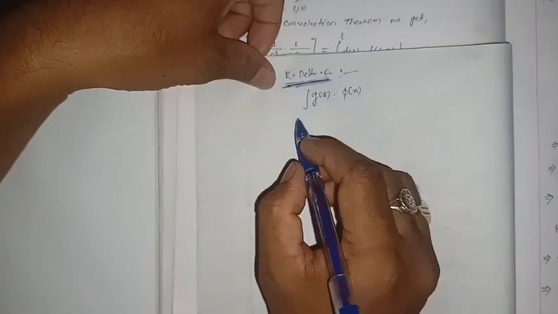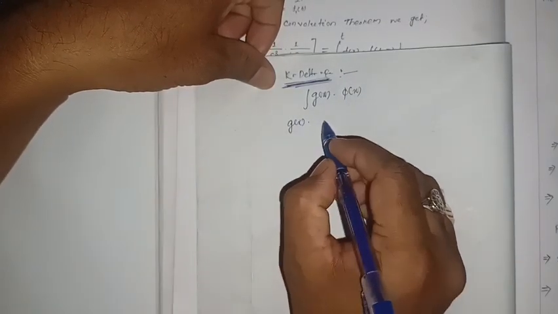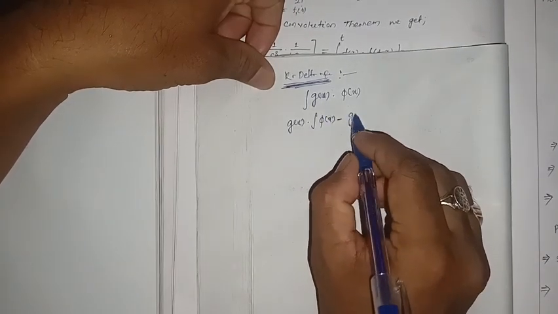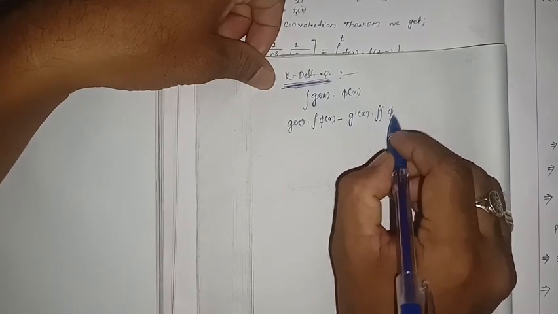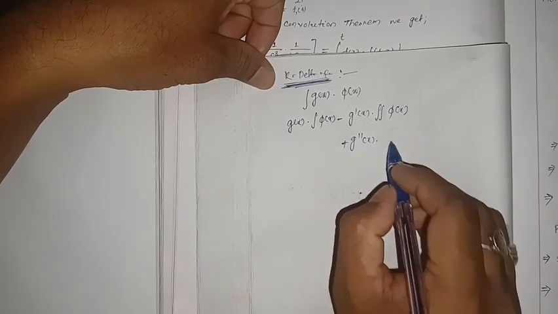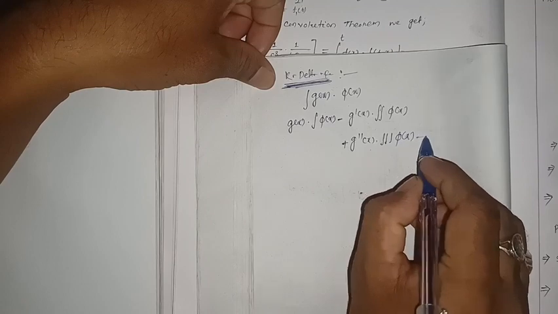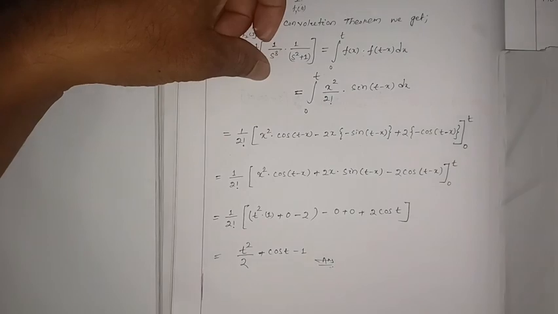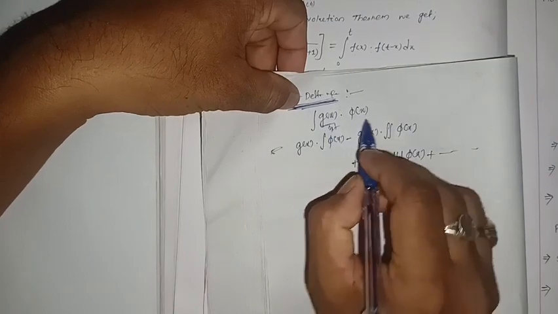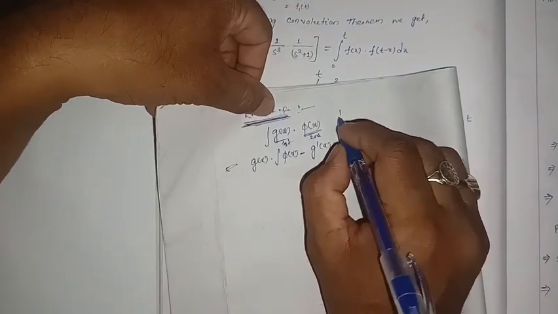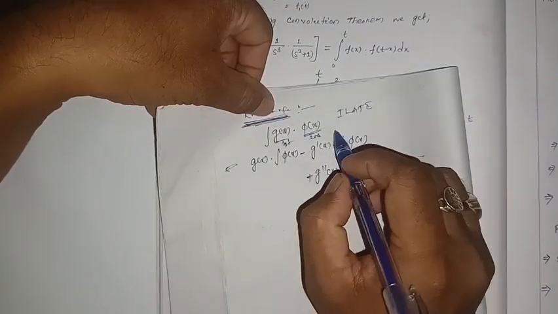According to this method, the integration will be g(x) into the integral of phi(x), minus the first derivative of g(x) into the double integral of phi(x), then plus the double derivative of the first function into the triple integral of the second function, and so on. This is the method I use to do the integration, where g(x) is your first function and phi(x) is your second function. The first and second function can be identified by using ILATE.